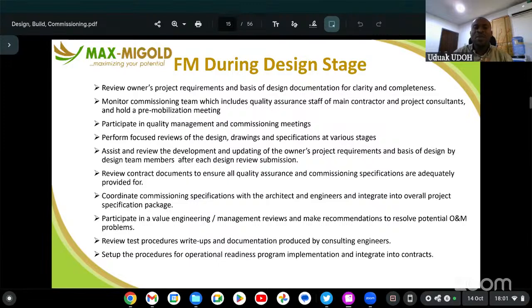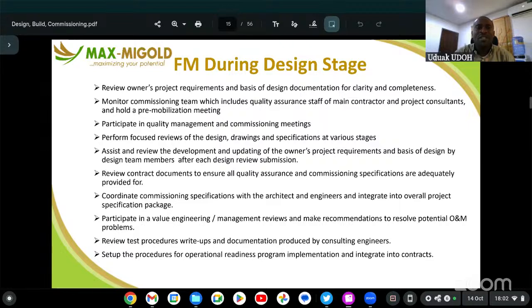So we need to try and understand and review the owner's project requirements and the basis for the design documentation for clarity and completeness. We understand that during the design stage, they're trying to visualize what was planned. They are all raw information, objectives, assumptions, but now it has been visualized. We need to understand if such visualization really met the requirement of the owner, the stakeholder, or the end users.